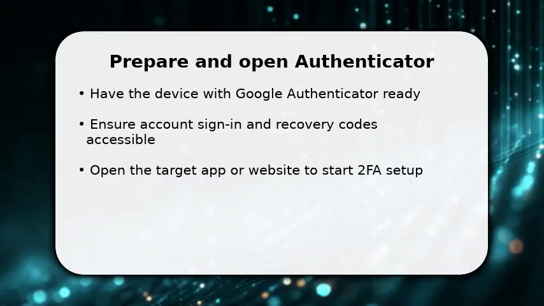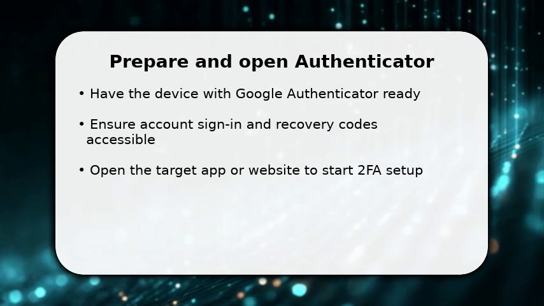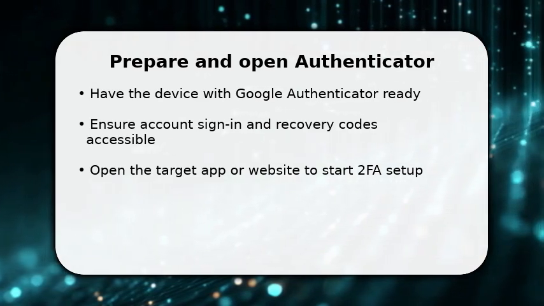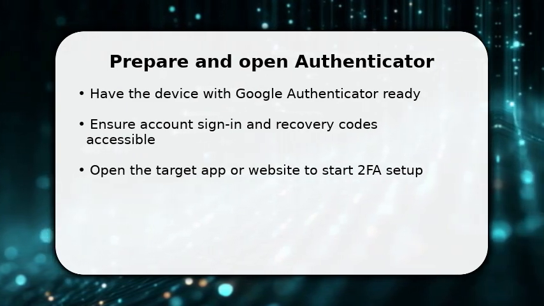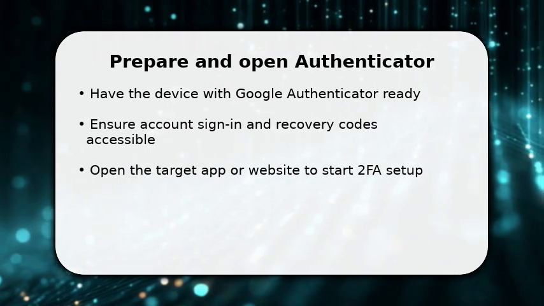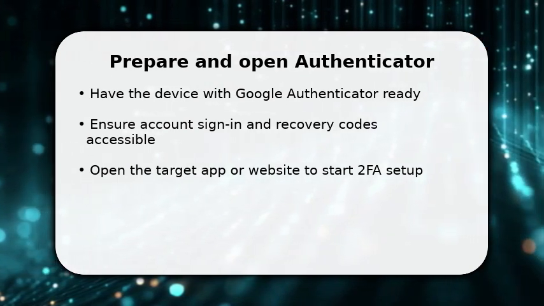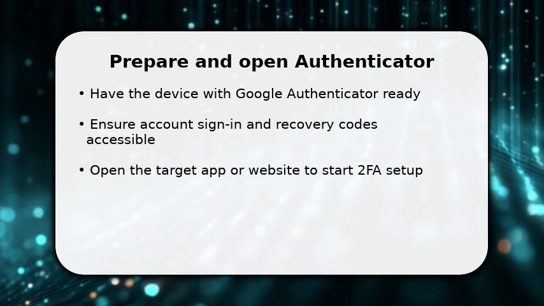You will begin by getting the essentials in place. Your phone with Google Authenticator installed and the account you want to link already signed into. Once done, open the website or app that's requesting the code and navigate to its security or two-factor authentication settings.